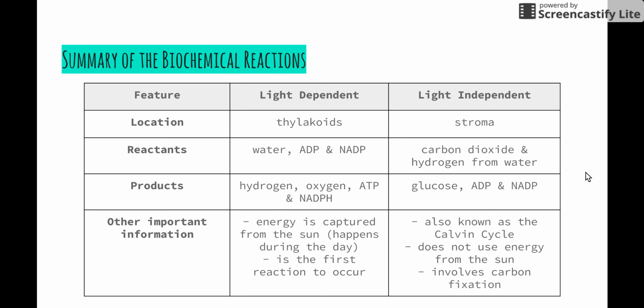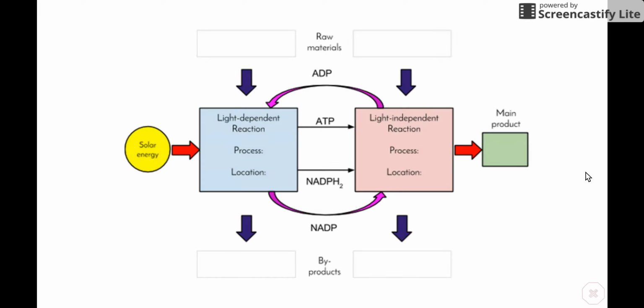So as we said, it's also known as the Calvin cycle. It does not require energy from the sun, so it can happen at any time. So the light-dependent part can only happen during the day, whereas the light-independent part can happen at any time. And it involves the carbon fixation between the carbon dioxide plus the water that was split in the beginning.